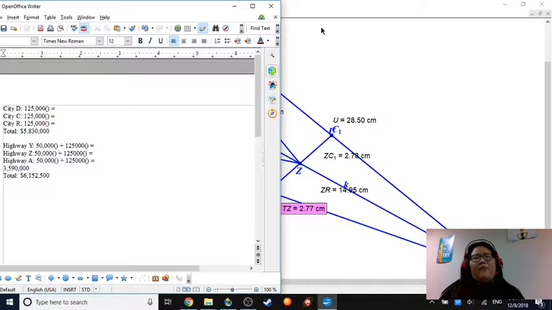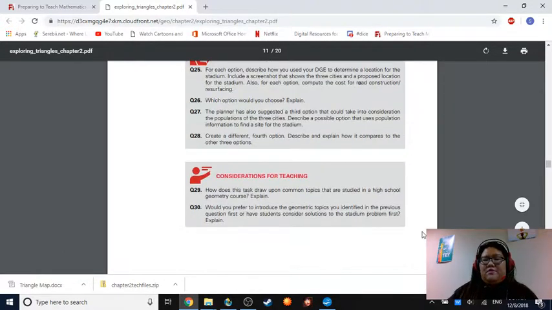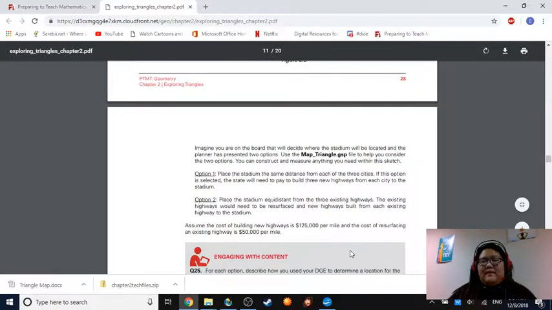So, if I had to consider between these two options, I would go with option number one because it's the cheapest and the quickest way to go from the city to the stadium. Thank you very much.